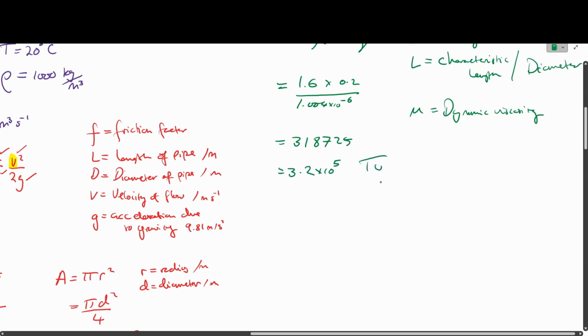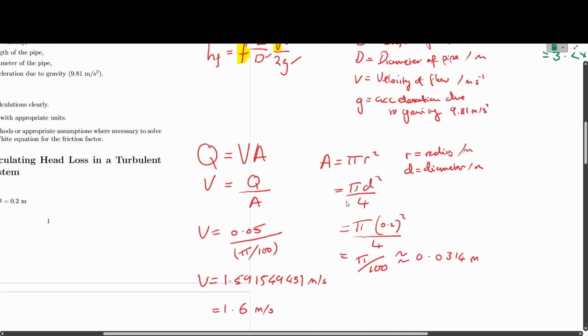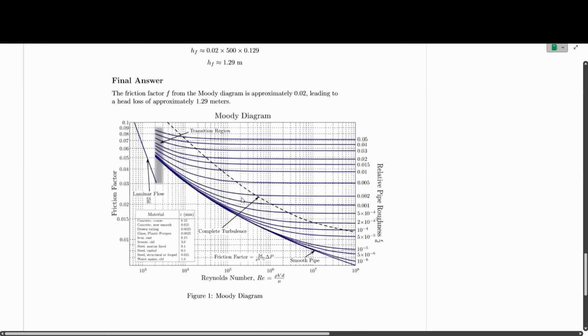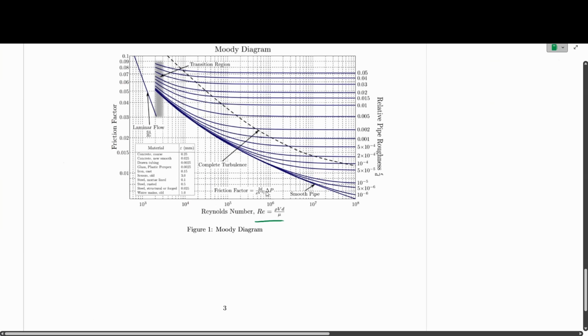So that's definitely turbulent, as it is considerably over 2000. So we go to our Moody diagram. First thing we need is that Reynolds number. So we go to 3.2 times 10 to the 5.